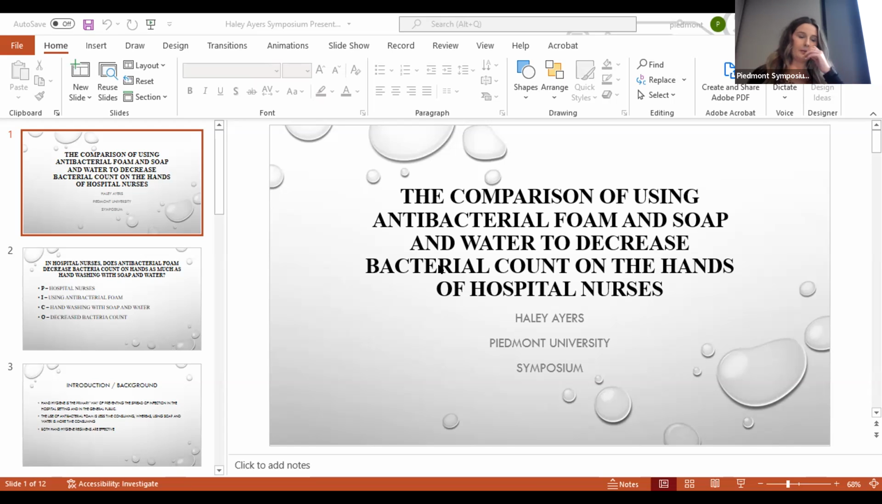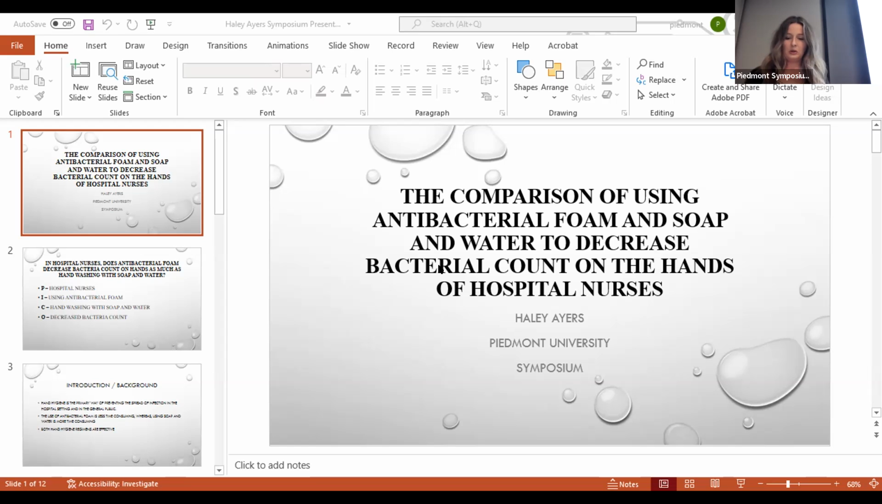A little background, so hand hygiene is obviously the primary way of preventing the spread of infection in both the hospital setting and in just the general public. The use of antibacterial foam is less time consuming than washing your hands in soap and water, but both regimens are effective. I'm doing my practicum in the ER, so I have noticed that whenever I get out of a patient's room, I do hand sanitizer rather than going to the bathroom to wash my hands, just because, to be honest, you've got to be very fast and you just do hand sanitizer before you go to the next patient. And I find that very less time consuming.